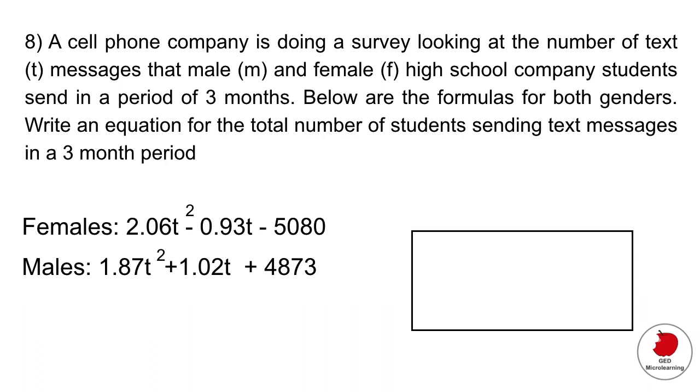Question 8. A cell phone company is doing a survey looking at the number of text messages, which we represent with the letter T, that male and female high school students send in a period of 3 months. Below are the formulas for both genders. Write an equation for the total number of students sending text messages in a 3-month period.